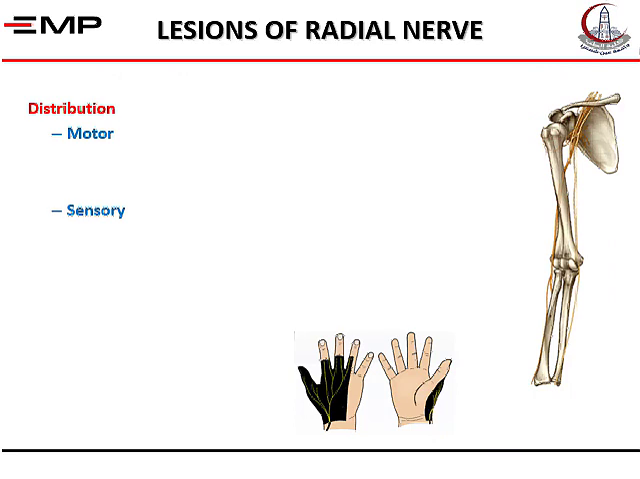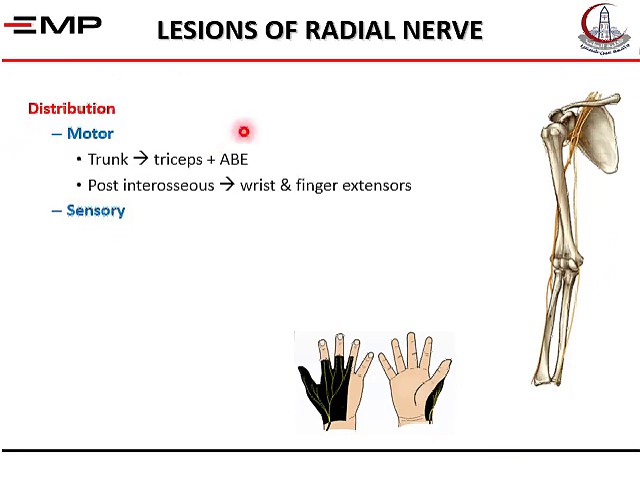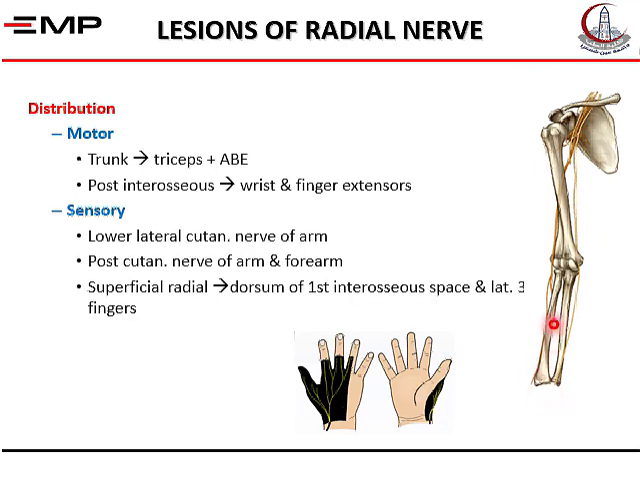To understand the lesions of the radial nerve, we will revise its distribution, motor and sensory. Its trunk supplies the triceps plus the ABE. The posterior interosseous supplies all the wrist and finger extensors except the ABE. Its sensory distribution is through 3 cutaneous nerves above the hand, the lower lateral cutaneous nerve of the arm, the posterior cutaneous nerve of the arm, and the posterior cutaneous nerve of the forearm. In addition, in the hand, it supplies the lateral 2/3 of the dorsum and the lateral 3½ fingers from their dorsal aspect along the proximal phalanges.